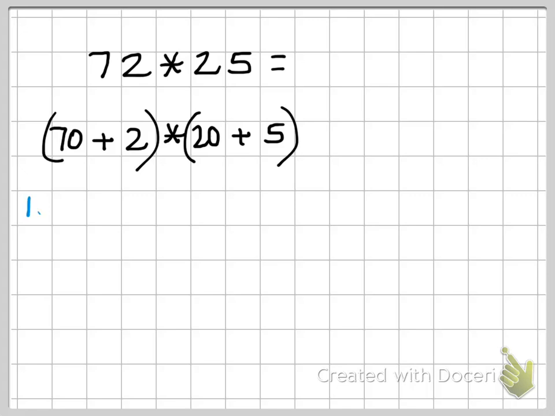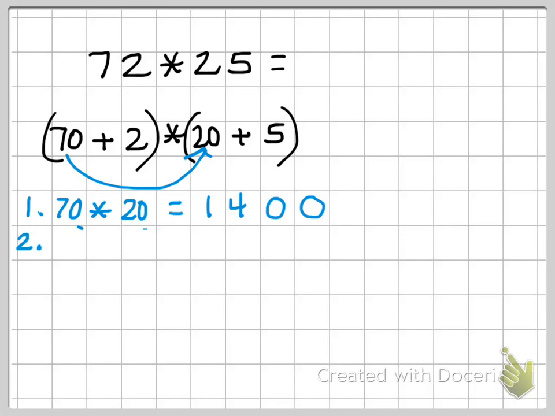Our first wrestling match, that 70 is going to take on the 20. 70 times 20. Now I know that 7 times 2 is 14. So 70 times 20 is a pretty big number because of those extra zeros holding the place. So 70 times 20 is really 1,400. That 70's on a roll.